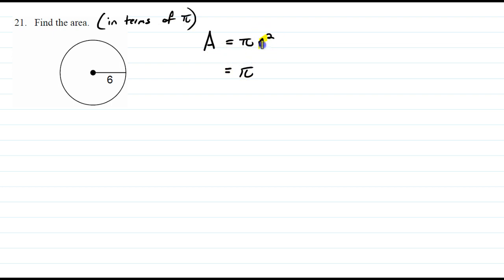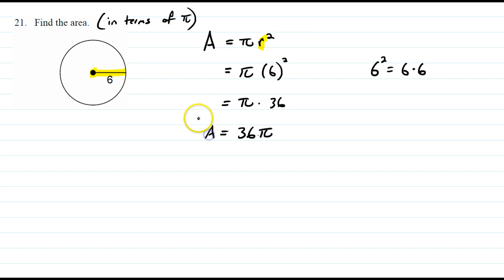And so we want the radius now. The radius goes from the center to the edge. So that's 6, and 6 squared. Alright, so you need to do 6 squared. And remember that 6 squared really means 6 times 6. So that's going to give us pi times 36, which becomes 36 pi. So our area is equal to 36 pi.